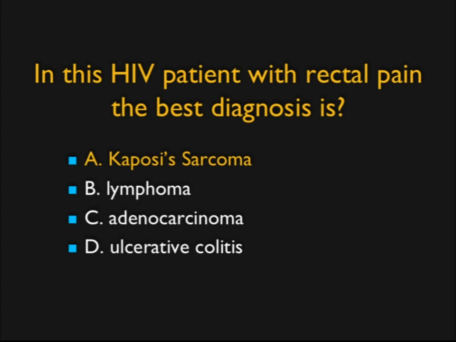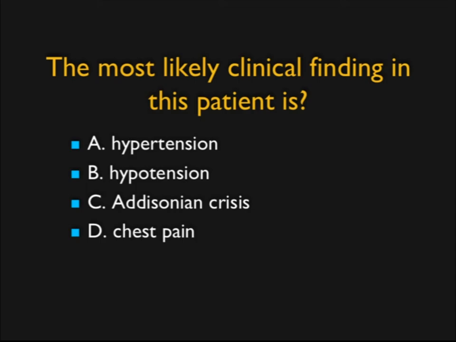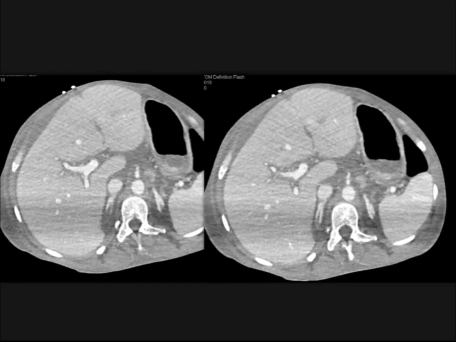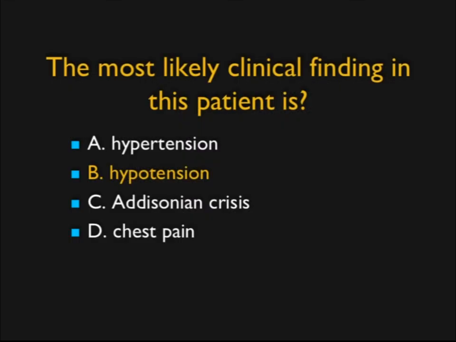The most likely clinical finding in this patient is... And the findings of note are very, very bright adrenal glands. And we lecture about that in the adrenal talk. When you see very bright adrenal glands, you better worry the patient is hypotensive. It's not hypertension. It's not an Addisonian crisis. It's not chest pain. The patient's hypotensive. Sometimes the clinicians know it's an ICU patient, it's a post-trauma patient, but in other cases they do not know, and that information is very, very important, obviously.